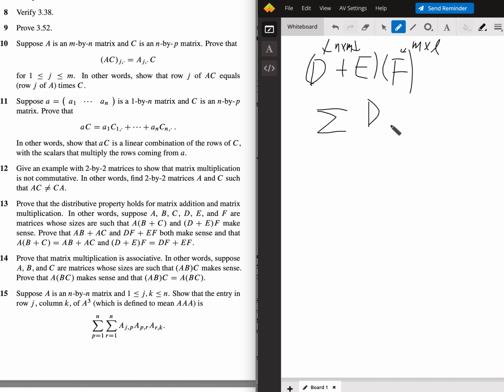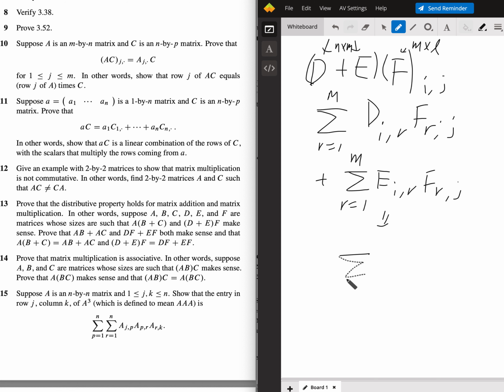Let's say you want to figure out what the i-th row, j-th column entry of this matrix is. And then what you do is just say something like this once again. That is quite straightforward, I like to think, at least.